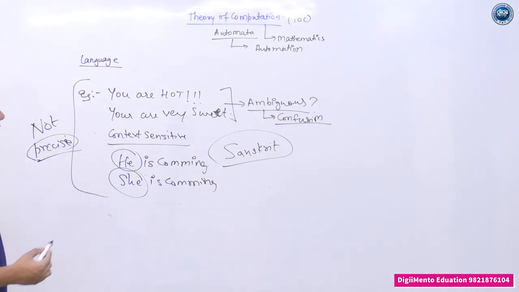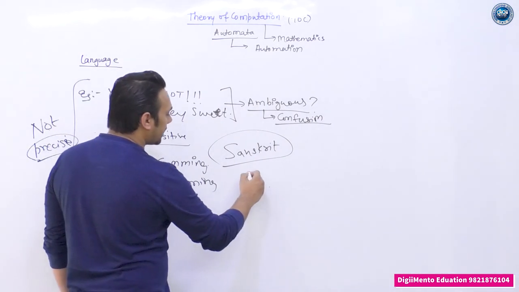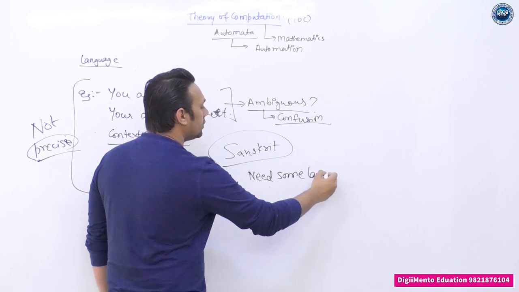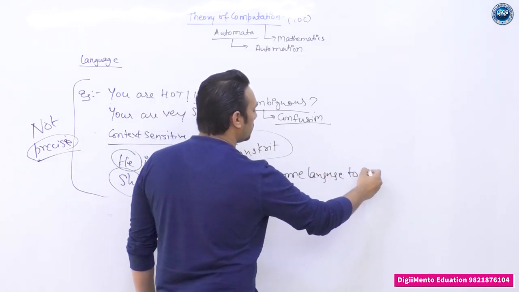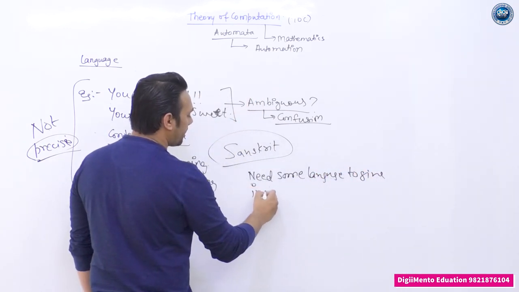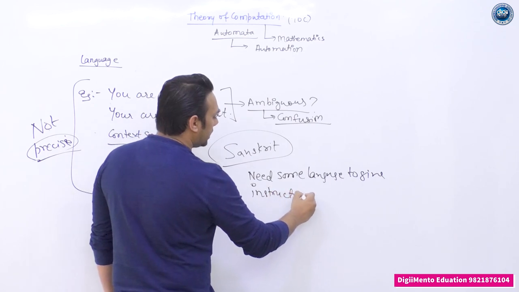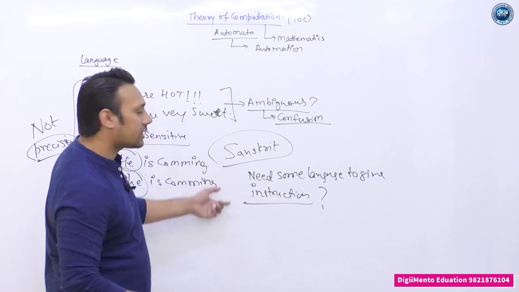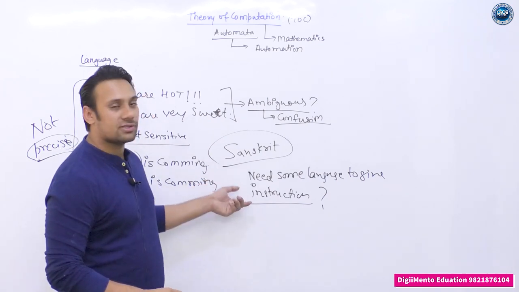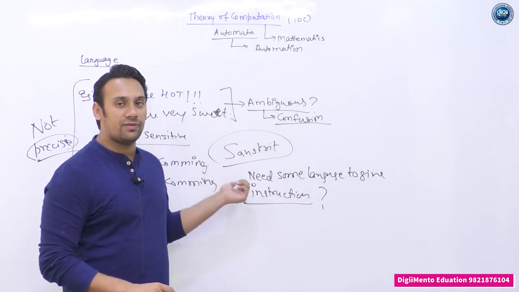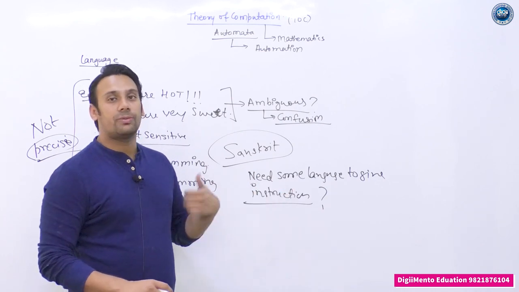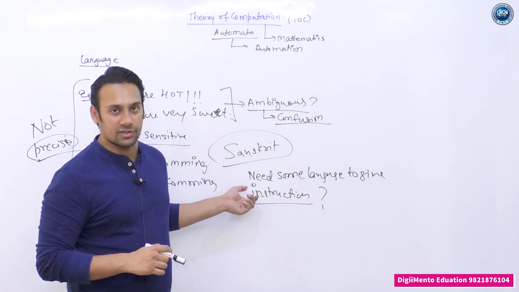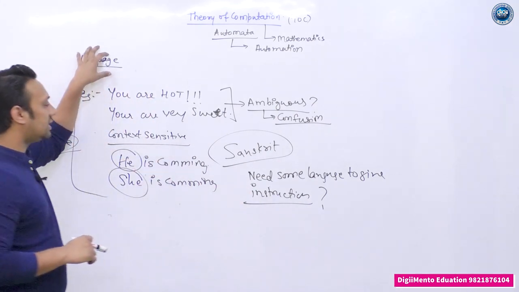Now, so what we need is some language to give instructions. So ये instructions आप किसको देंगे? So we are going to give these instructions to a computer system. You might be giving these instructions to a mathematical model. You might be giving these instructions to a machine. तो आप किसी को भी instructions देंगे, for that you need some kind of language, okay? And we are going to discuss about these languages only.